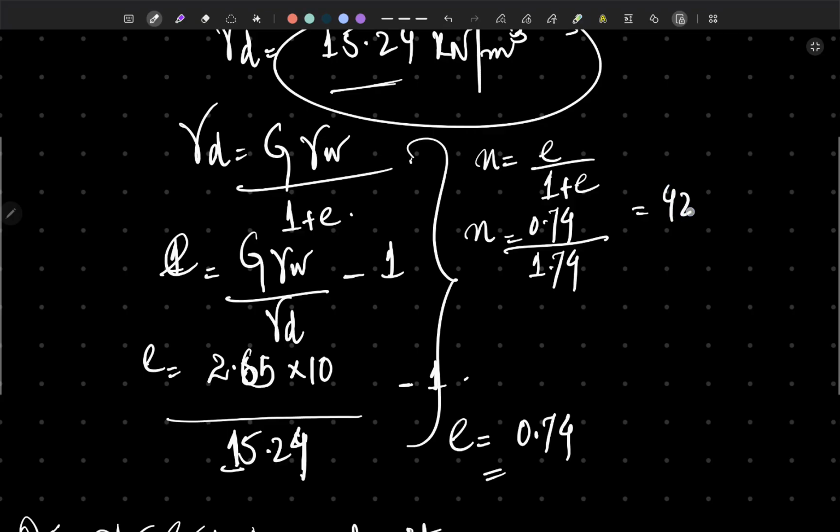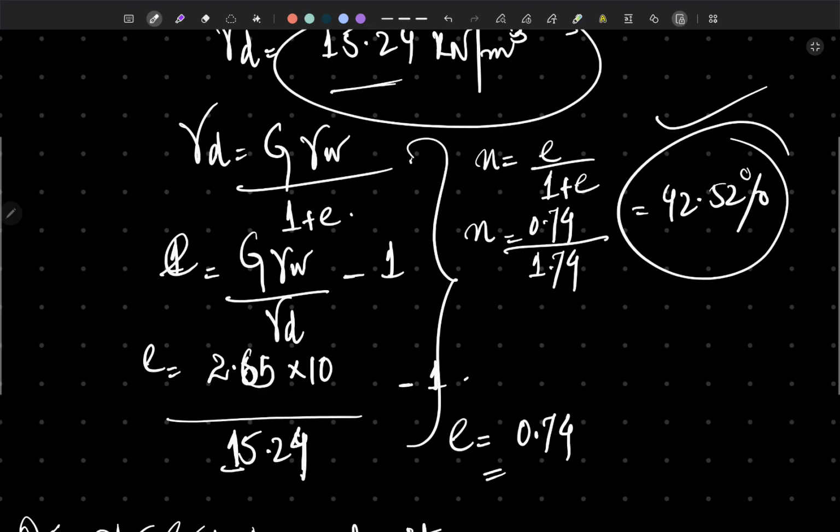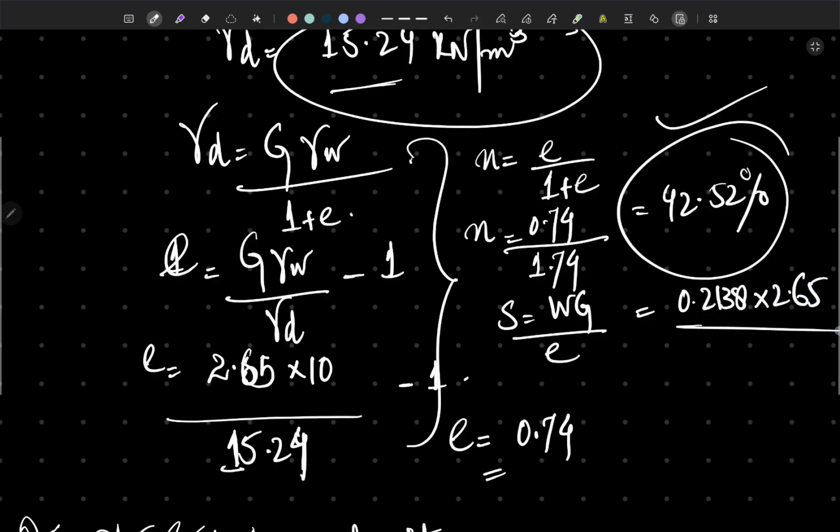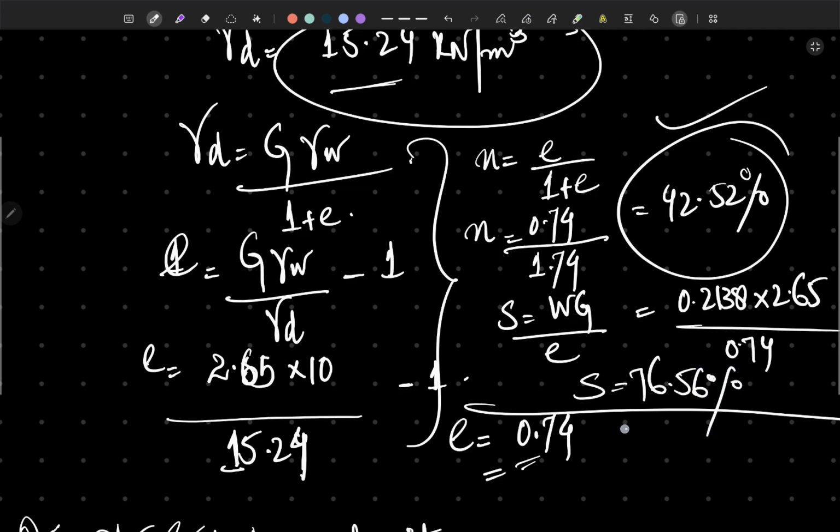It is 42.52%. All right, the last thing that we need to find out is the degree of saturation, and we know degree of saturation is this. We'll substitute the values and we'll find the answer. Water content 21.38%, specific gravity 2.65, void ratio 0.74. So by calculations, degree of saturation is 76.56%.